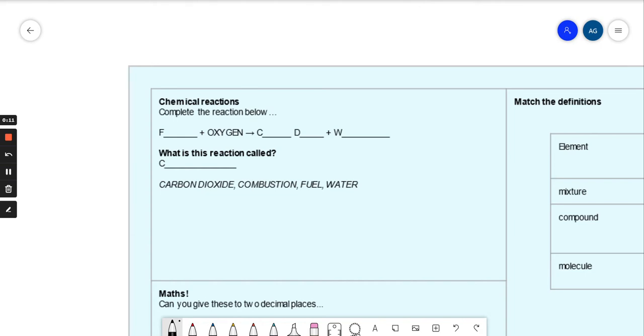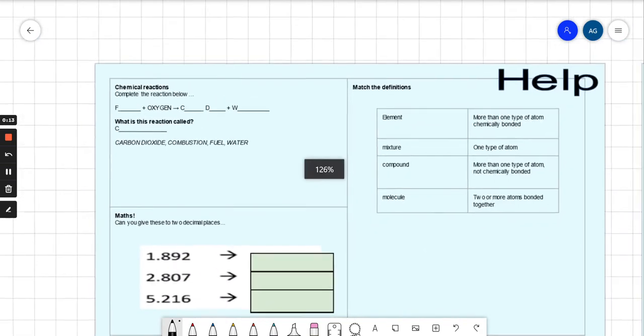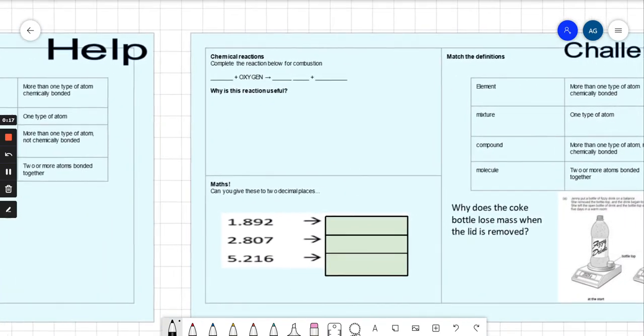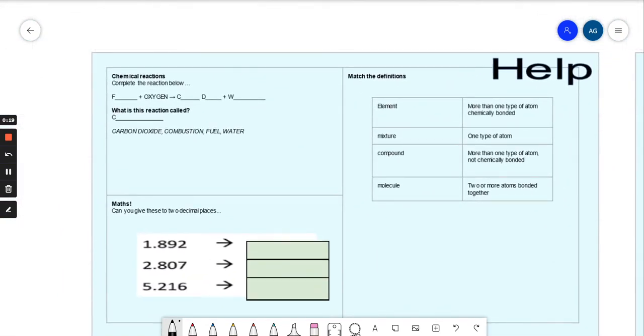So I'm going to run through the help portion in a second, but you have the choice of doing either the help or the challenge questions. Please make sure that you fill in on this recording as well as on your Google Docs. That would be brilliant, thank you.